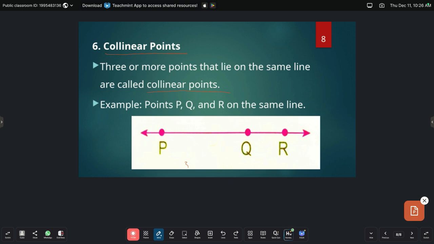For example, here in the figure you can see points P, Q and R lie on the same line. So we can say that P, Q and R are collinear points. Got it, boys? In simple words, you can say three or more points that lie on a straight line are called collinear points. Is it clear? Very nice.